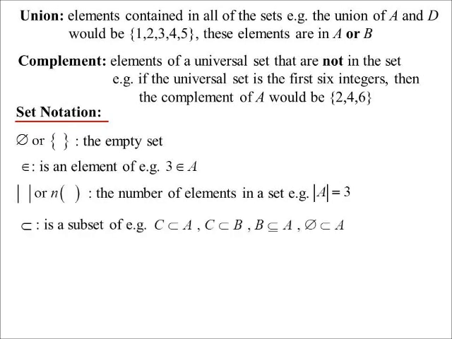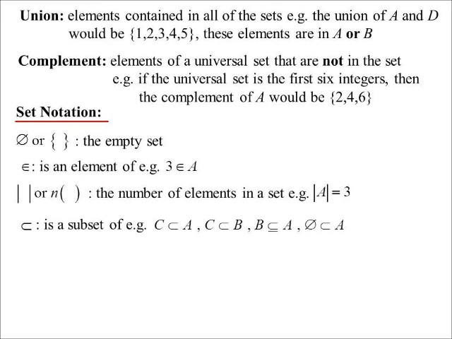Subset, the best way of describing it is a sideways U. So C is a subset of A, C was also a subset of B. B is a subset of A, but you'll notice there's a line underneath, because remember we said B was also equal to A. So it's both a subset, but they're also equal sets. And then the null set is a subset of A. In fact, the null set is a subset of every set because it's nothing.